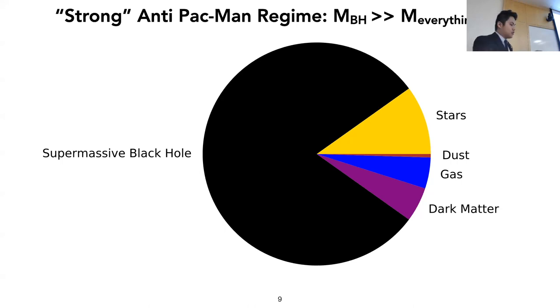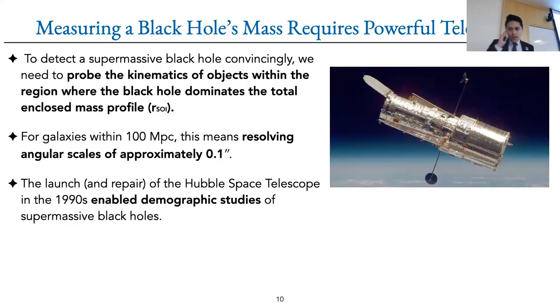So back to some actually accepted science for a bit. The way to measure these black holes is that you require a really powerful telescope, because you need to resolve on scales that are approximately a tenth of an arc second. Now, to give an idea of how small an angle that is, imagine taking a dime and moving it about 2.5 miles away from your face. The angle that dime will subtend is approximately 1 arc second, okay? So we need to do about 10 times better than that, and sometimes even better than that.